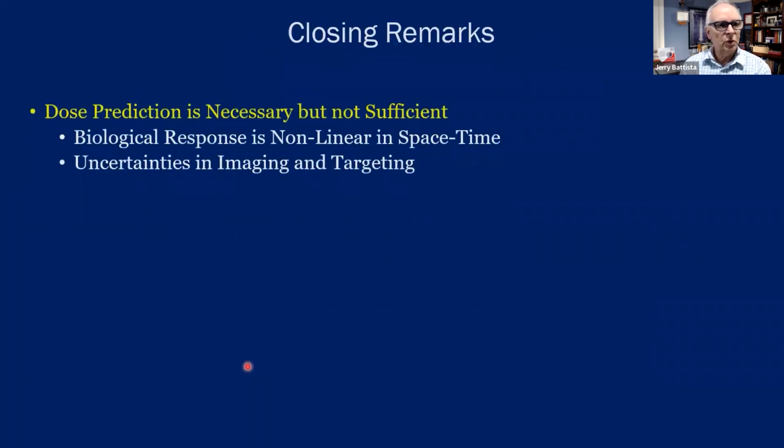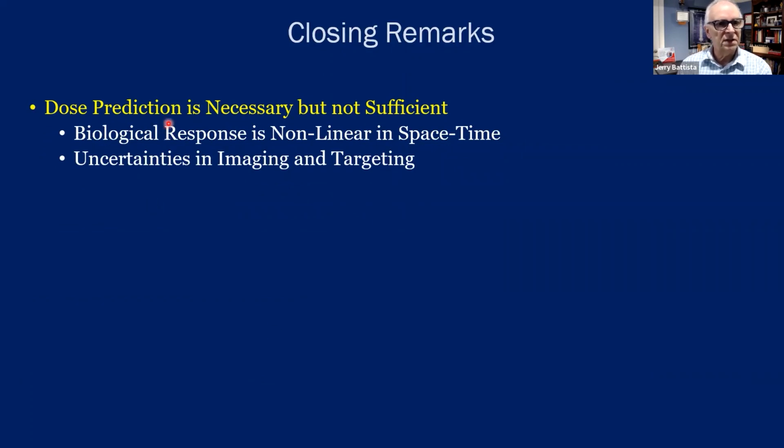So let me close with saying that dose prediction is necessary but not sufficient. What I mean is we haven't really tackled the non-linearity of the biological response for human conditions. We have a lot of cellular data, we have a lot of mouse data, but we're still working on understanding the biological response in the human. We have uncertainties in imaging and in targeting. So just getting a good dose distribution doesn't necessarily mean it will land in the patient that way.